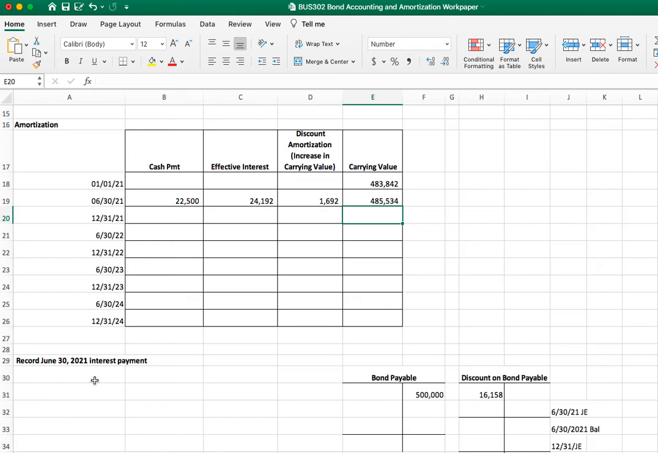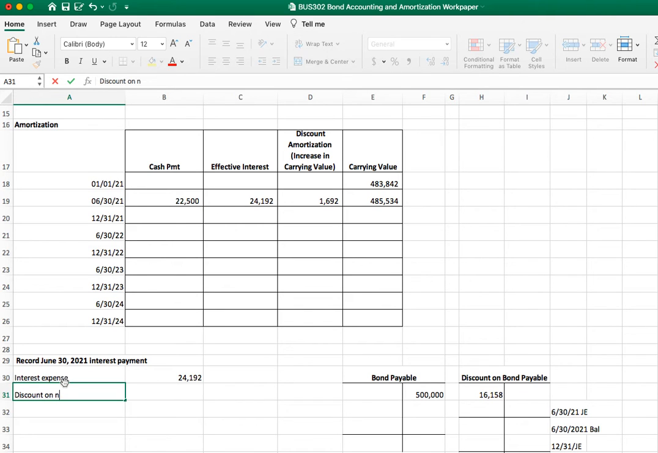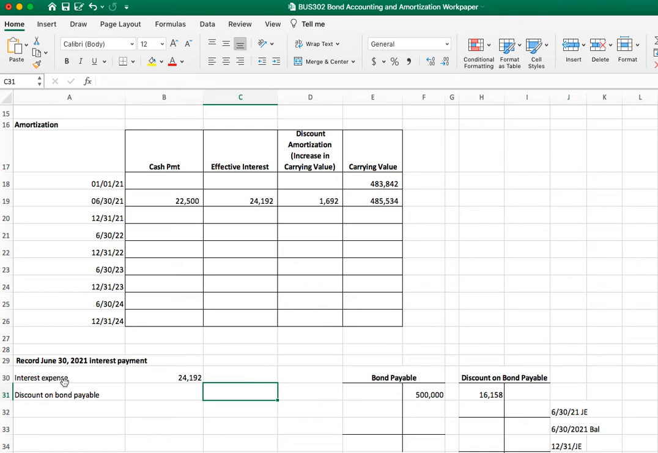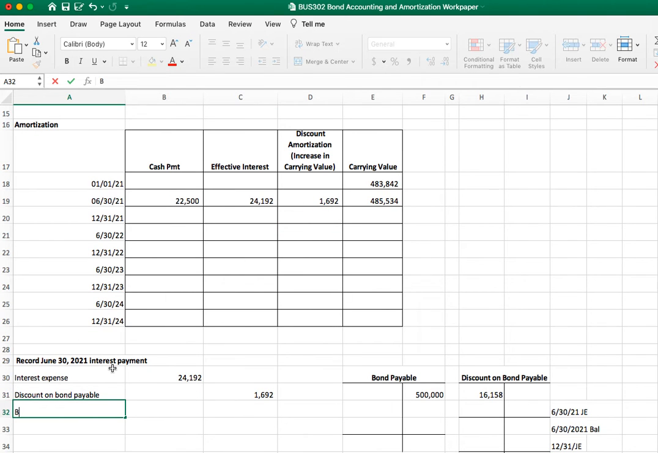To record that first payment on June 30th, the company records an interest expense equal to the computed effective rate of interest. The discount on the bond will be credited. We are gradually reducing that discount. So it currently has a debit balance. So in order to reduce the discount on the bond, we credit it. And then the cash payment to the bondholders is $22,500.